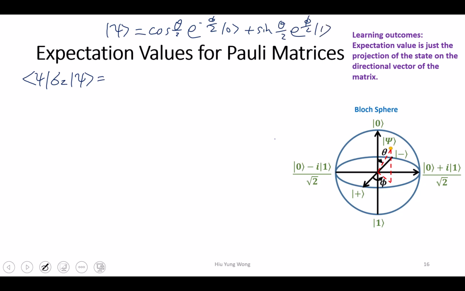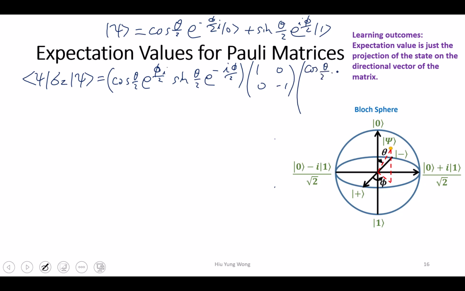So this one I need to find the bra. What is the bra version? I'm going to use the matrix notation. What is the bra version of psi? Cosine theta divided by 2, e to the power plus, I forgot the i, sorry, plus i phi divided by 2. Sine theta divided by 2, e to the power negative i phi divided by 2. Multiplied by sigma z, which is 1, 0, 0, negative 1. And then cosine theta divided by 2, e to the power negative i phi divided by 2, sine theta divided by 2, e to the power i phi divided by 2.